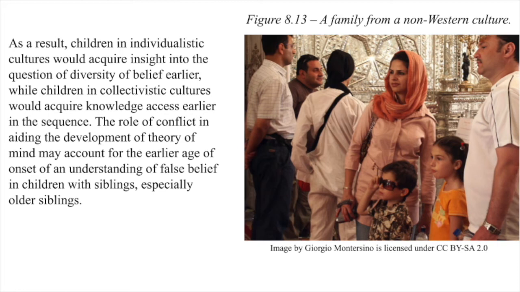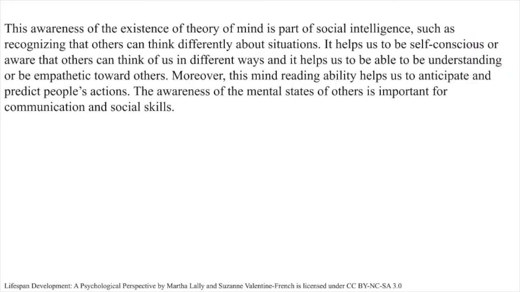The role of conflict in aiding the development of theory of mind may account for the earlier age of onset of an understanding of false belief in children with siblings, especially older siblings. This awareness of the existence of theory of mind is part of social intelligence, such as recognizing that others can think differently about situations. It helps us to be more self-conscious, or aware that others can think of us in different ways, and it helps us to be understanding, or empathetic, toward others. Moreover, this mind-reading ability helps us to anticipate and predict people's actions. The awareness of the mental states of others is important for communication and social skills.